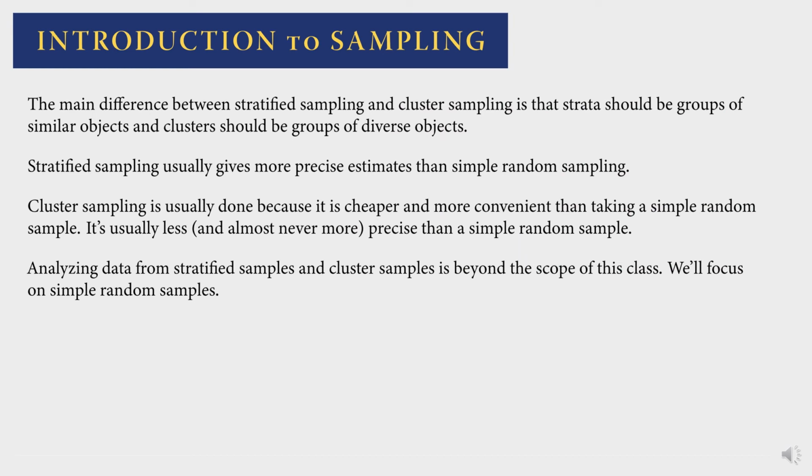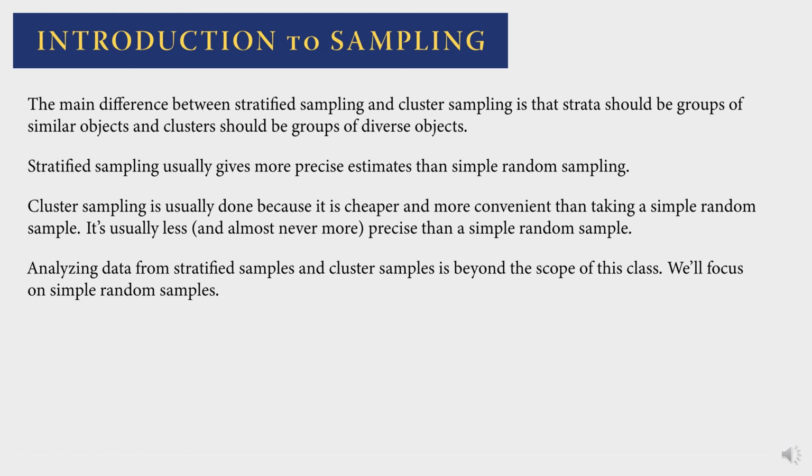The difference between strata and clusters is that strata should be groups of similar things, clusters should be groups of diverse things. Stratified sampling is more precise than simple random sampling. Cluster sampling is less precise than simple random sampling. Cluster sampling is usually done because it's cheaper and easier than simple random sampling.